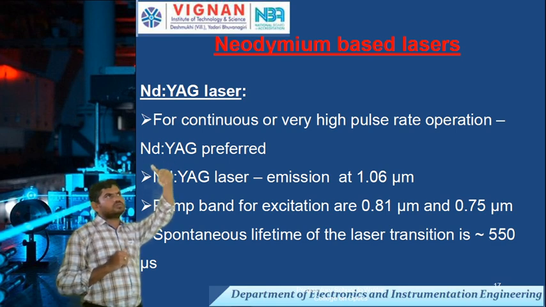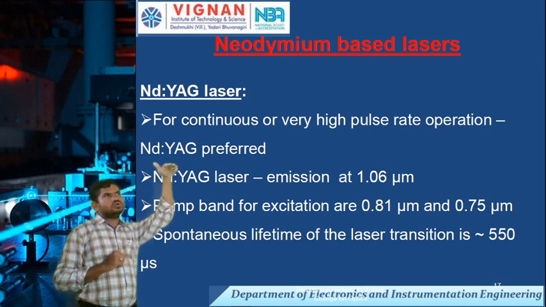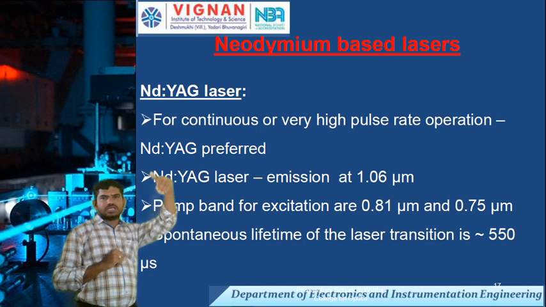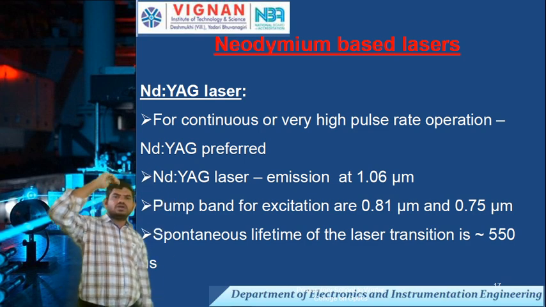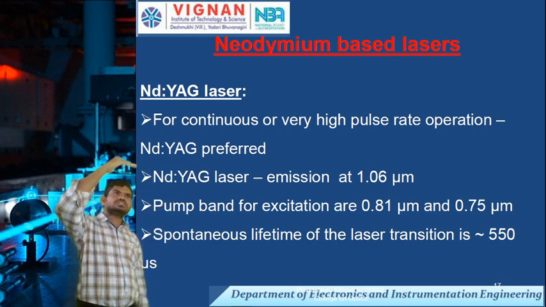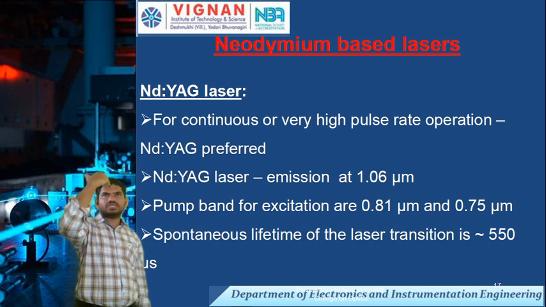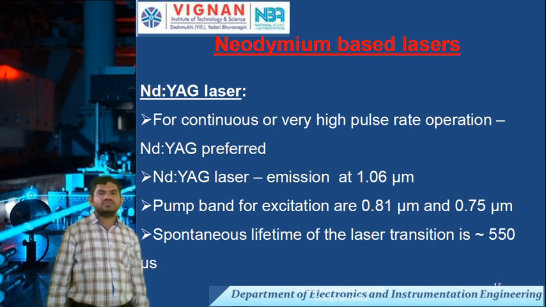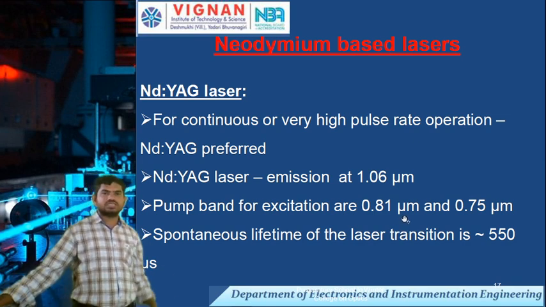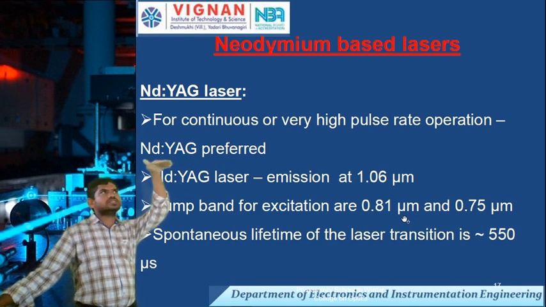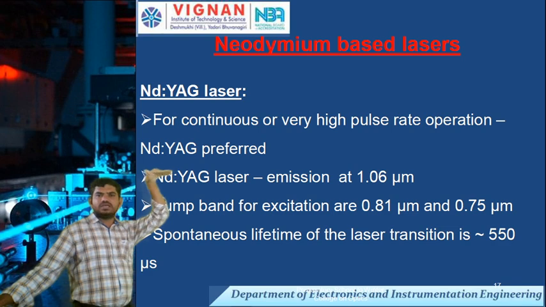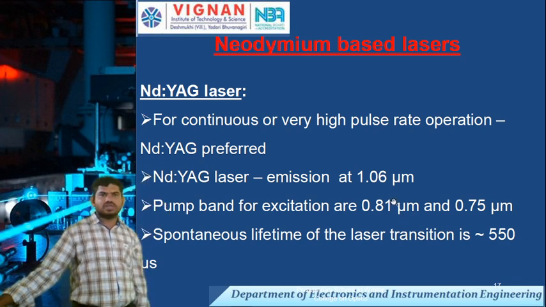When the ions fall down from the energy level E4 to E3, the laser transition occurs. The ions stay for a very short duration of time, approximately 550 microseconds only. They can stay at the higher level E4 for 550 microseconds only.